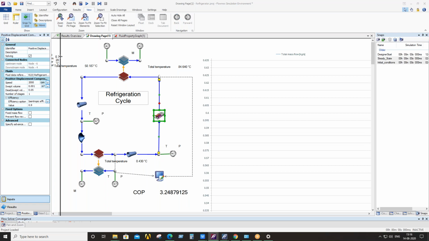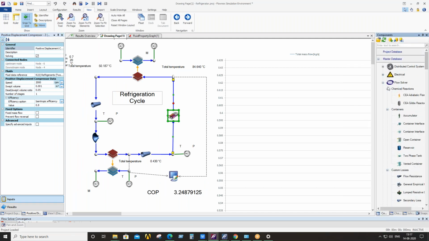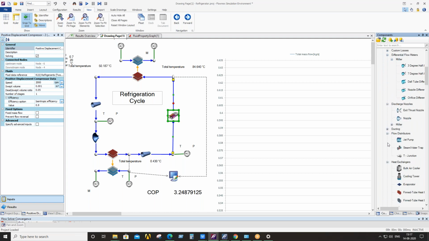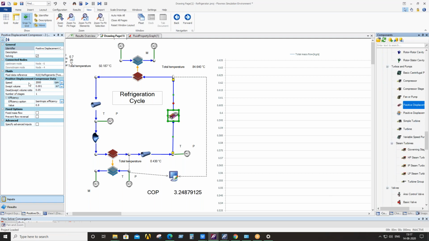So here you can see the element of the positive displacement compressor. It is also present in the Flownex library. Here you have to specify the speed of the compressor, the swept volume of the compressor, and the dead to swept volume ratio. It means there might be some gap between the top dead center of the compressor and the wall, and that will be the dead volume, and you have to define the ratio of dead to swept volume. This ratio is important because it is utilized to calculate the pressure ratio and efficiency of the compressor.